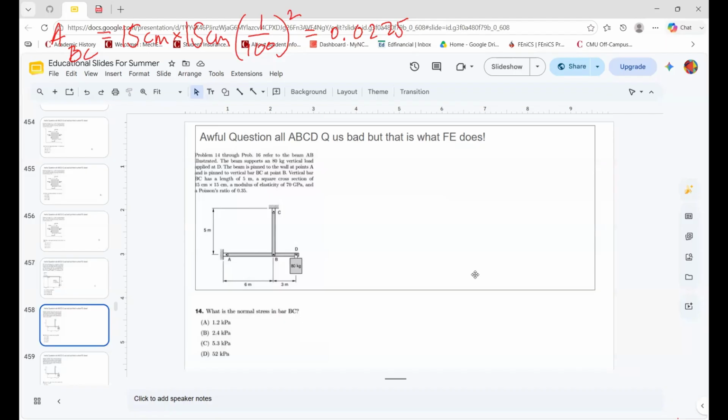The modulus of elasticity is 70 gigapascals, so I'm not going to forget that one. Such a number is absurd for E that I wouldn't really get tricked by it. And Poisson's ratio of that. But we should do it. E equals 70 times 10 to the 9. Poisson's ratio is 0.35. What's the normal stress in bar BC?